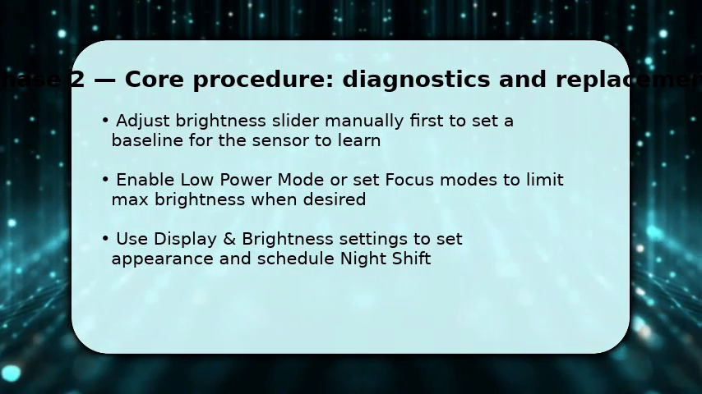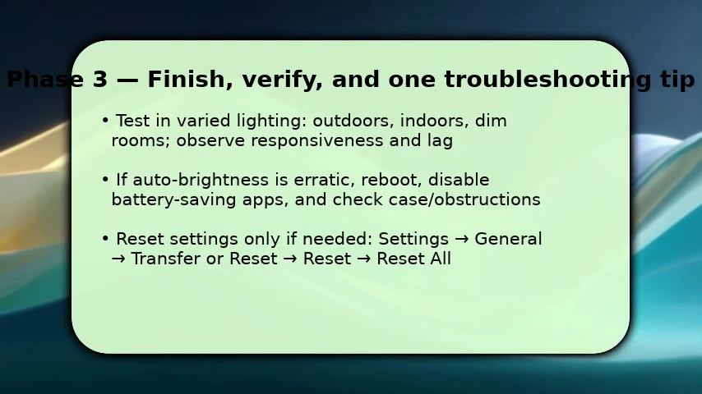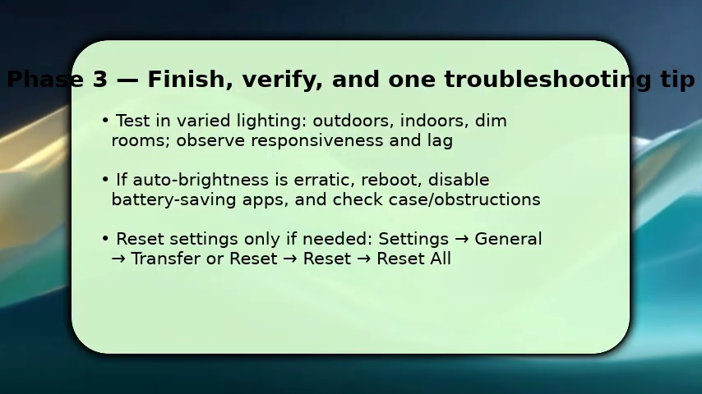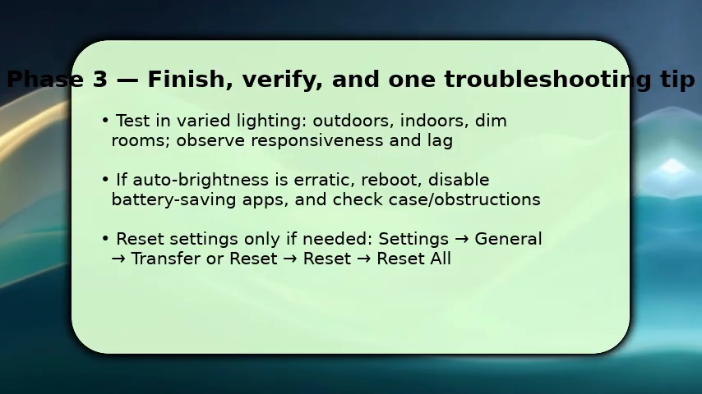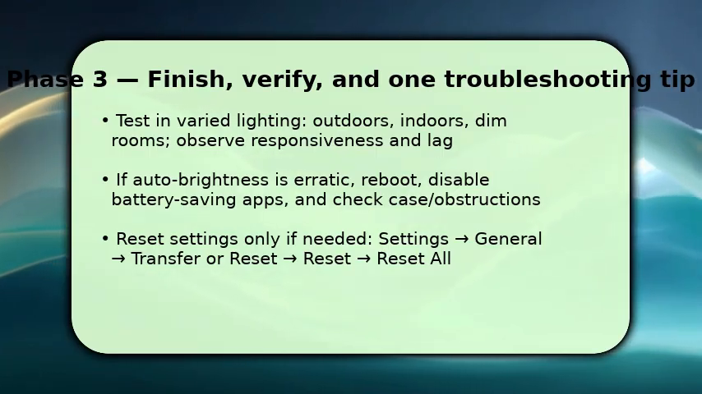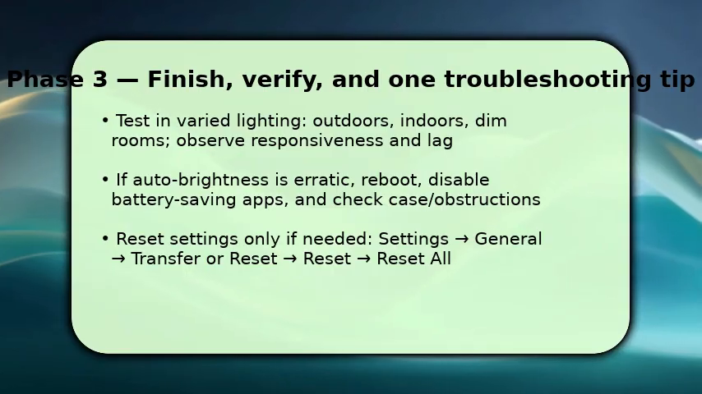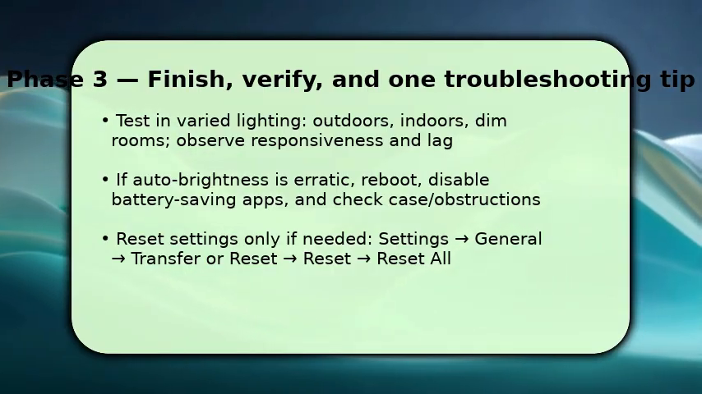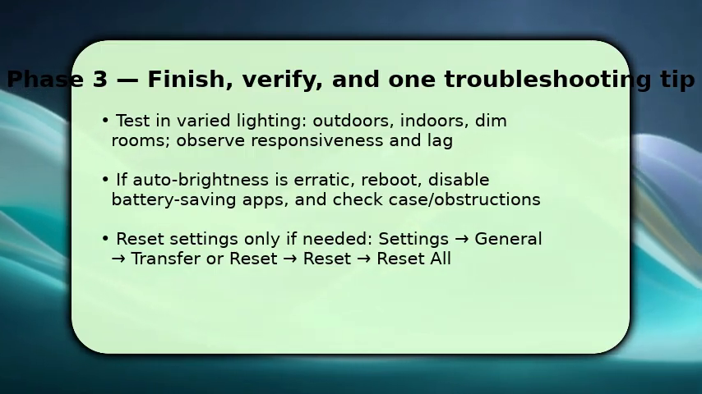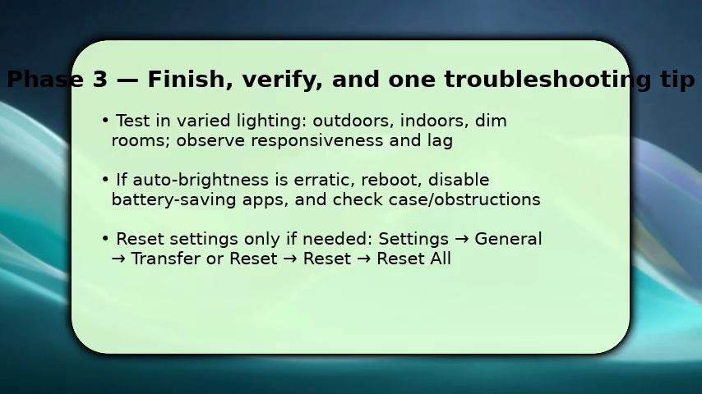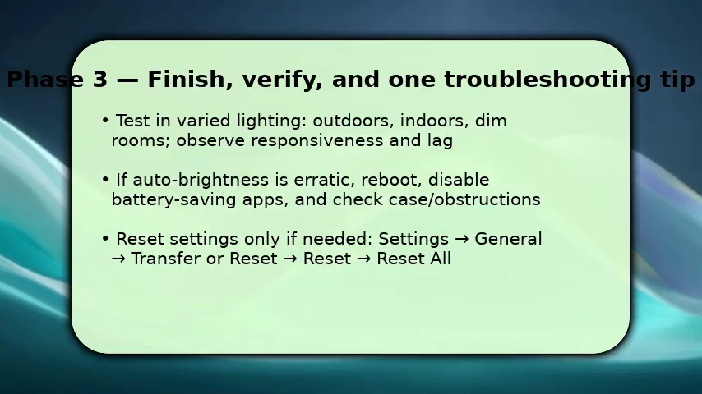Step into sunlight, then a dim room, and watch how quickly the display adapts. If adjustments are slow or inconsistent, first reboot your iPhone and ensure the sensor isn't blocked by a case or dirt. Make sure low power mode or third-party battery apps aren't overriding behavior. If problems persist, reset all settings. This clears misconfigurations but preserves data.